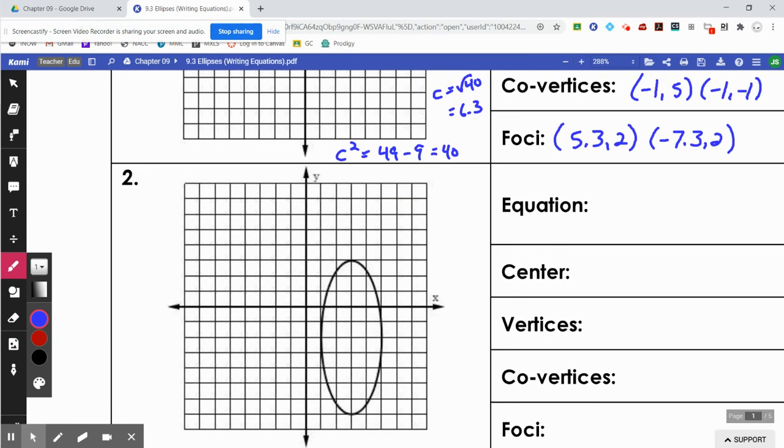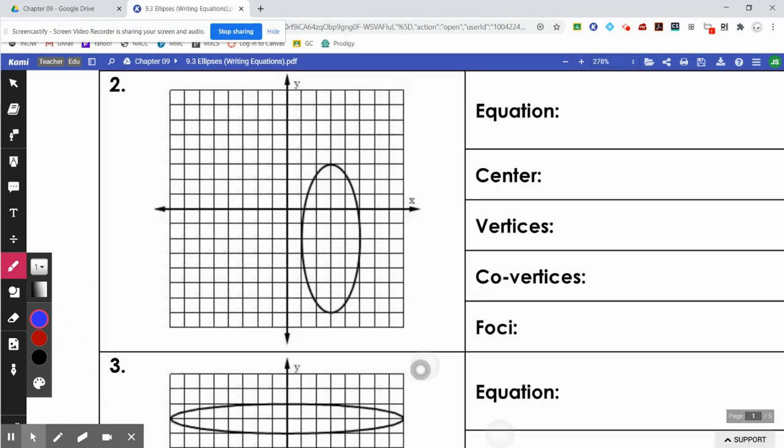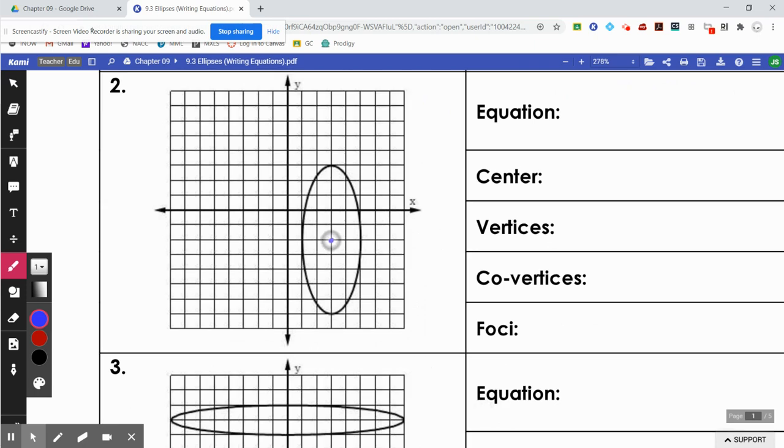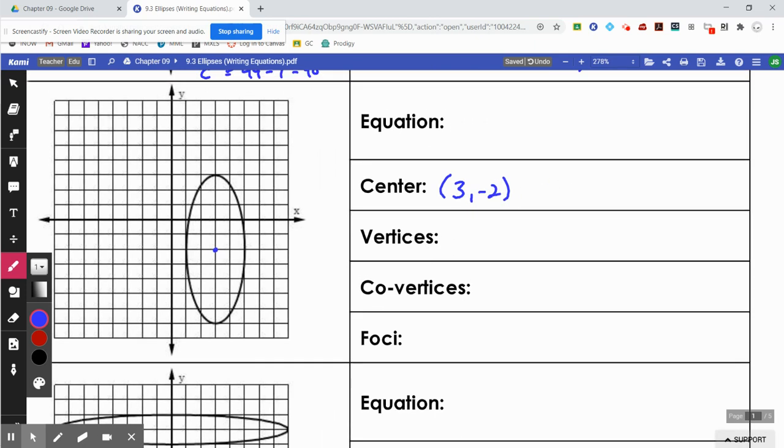Okay, number 2. First off, let's find our center, which looks to be located about right there at 3, -2. And again, from just that alone, you can go ahead and you can start your equation. It's going to be (x minus 3) squared and (y plus 2) squared. There's your transformations. This is going to be a vertical ellipse, so we need an a and a b value.